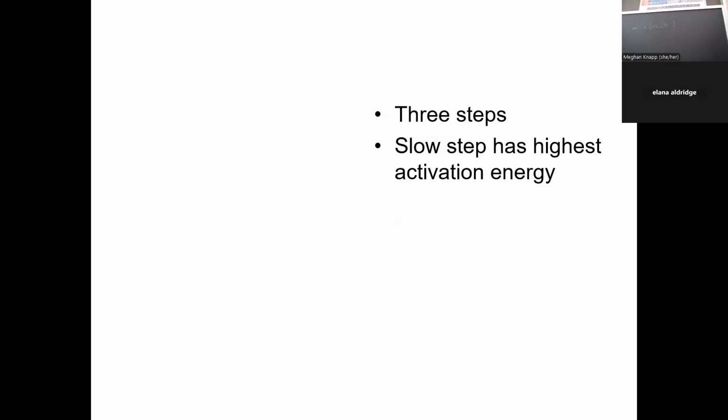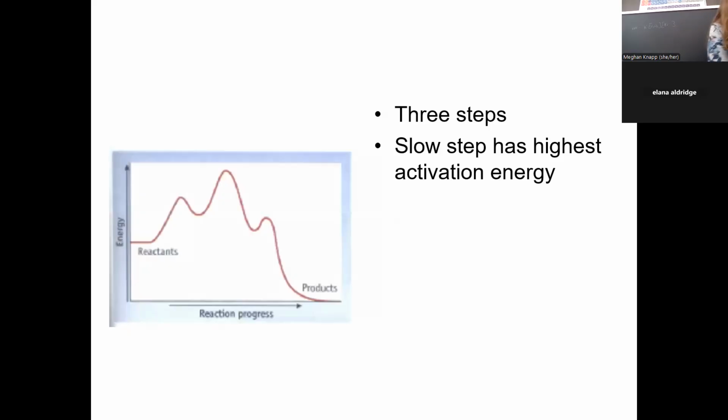We said that this was a 3-step mechanism. So we can turn that into an energy diagram. How would we show there being 3 steps in the energy diagram? How do we count the steps? The hills, exactly. So we're going to have 3 hills, and we want to show the first step as being the slow step, so it has to have the highest activation energy. So I'm going to show you this image.